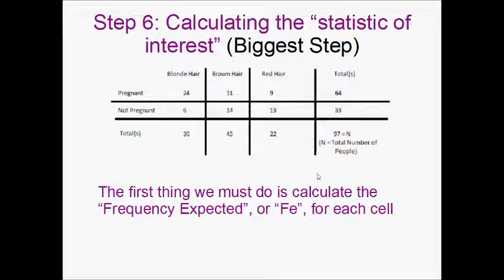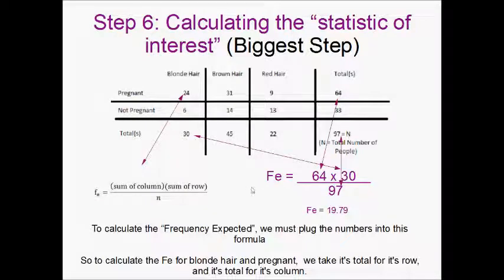So step 6 is our largest step, and it's calculating the statistics of interest. This is the largest step. The first thing we must do is calculate the frequency expected, or FE, for each cell. Well, how do we do this? The formula for FE is the sum of the column multiplied by the sum of the row, divided by n.